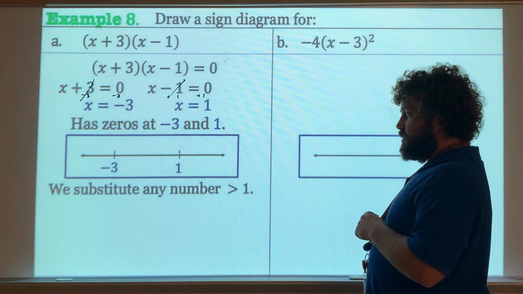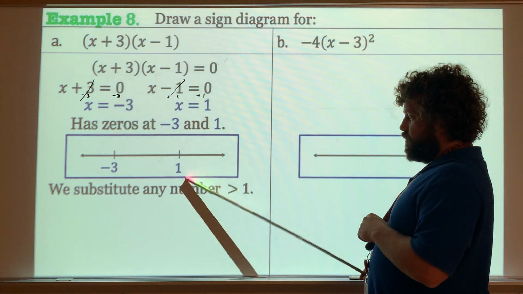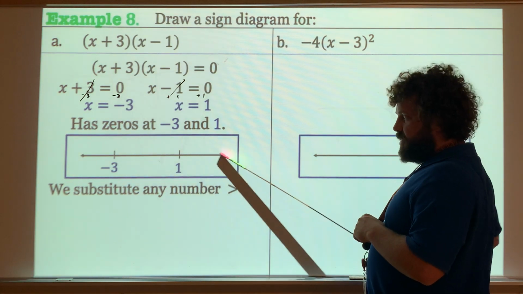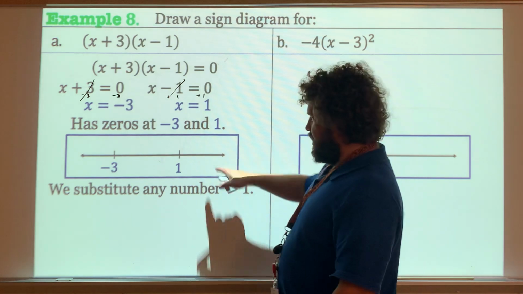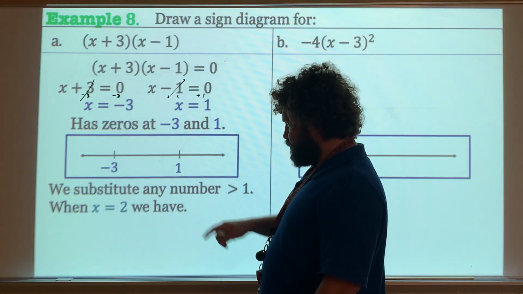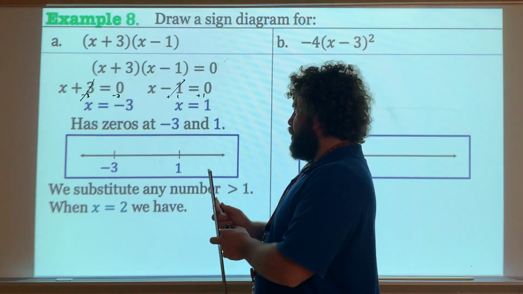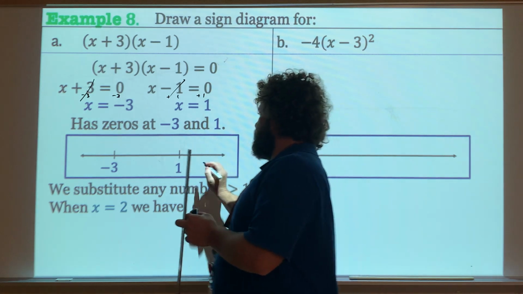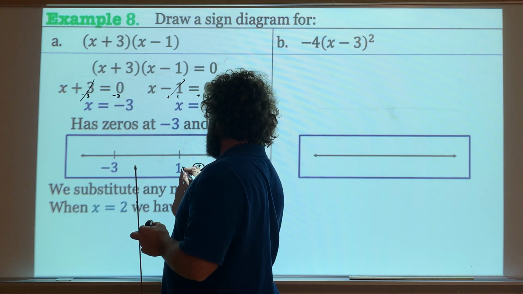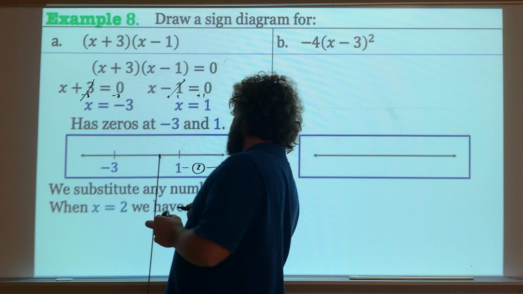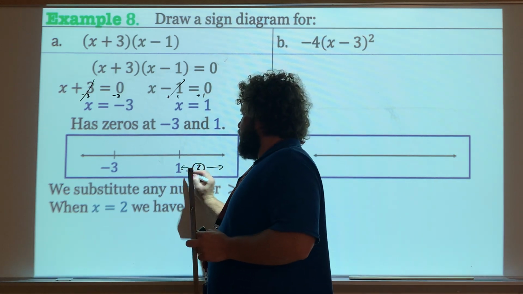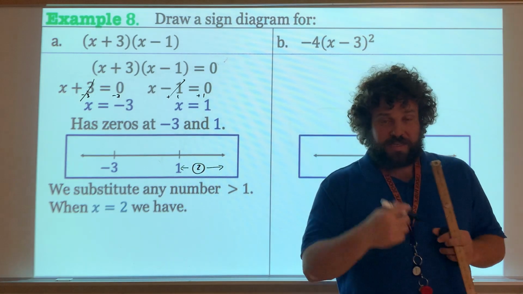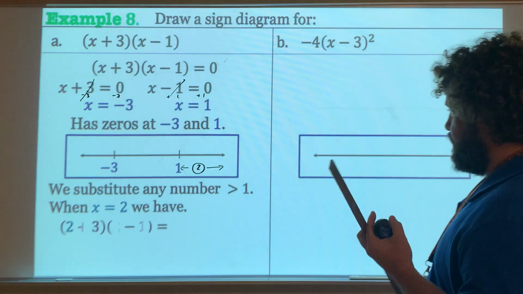So I am going to substitute any number. I'm starting with every number greater than 1. I picked 2. Why do I pick 2? Because 2 is on this side. So 2 represents all the numbers between 1 and infinity. Whatever sign 2 is, every other number will have that sign.